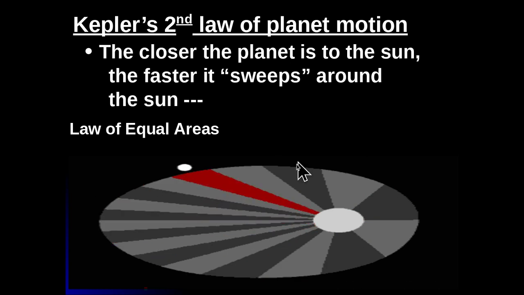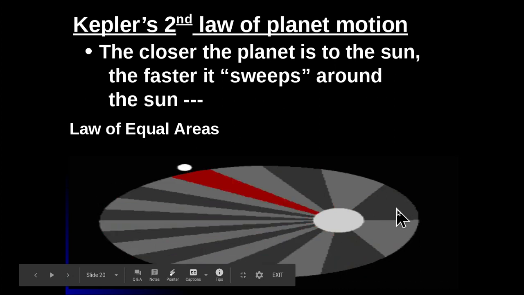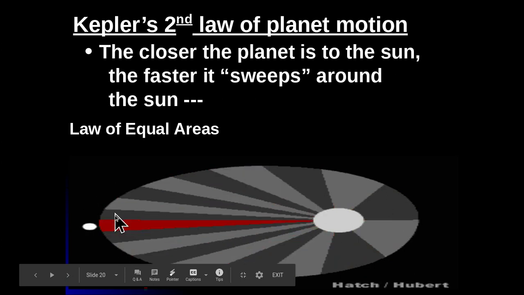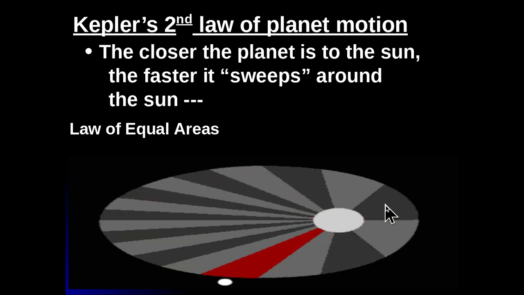Well, if this area where my arrow is is the same as this area where my arrow is, then when the planet is moving and sweeping across this area, it's got to slow down, doesn't it? Because that's a shorter span right there. But when it moves across this area, as it's closer to the sun, it has to move a little bit faster. And that's where we get the fact that the planet sweeps around faster closer to the sun, and slows down farther from the sun.